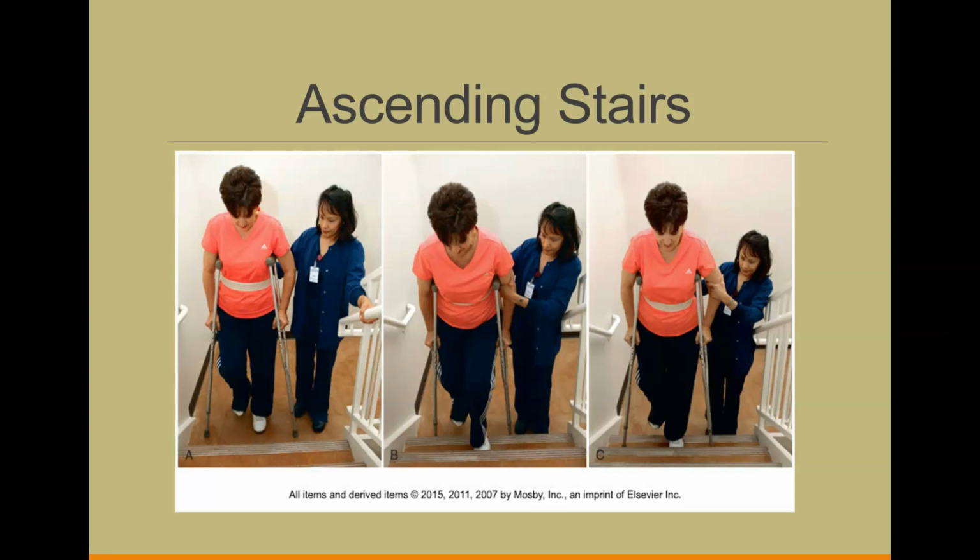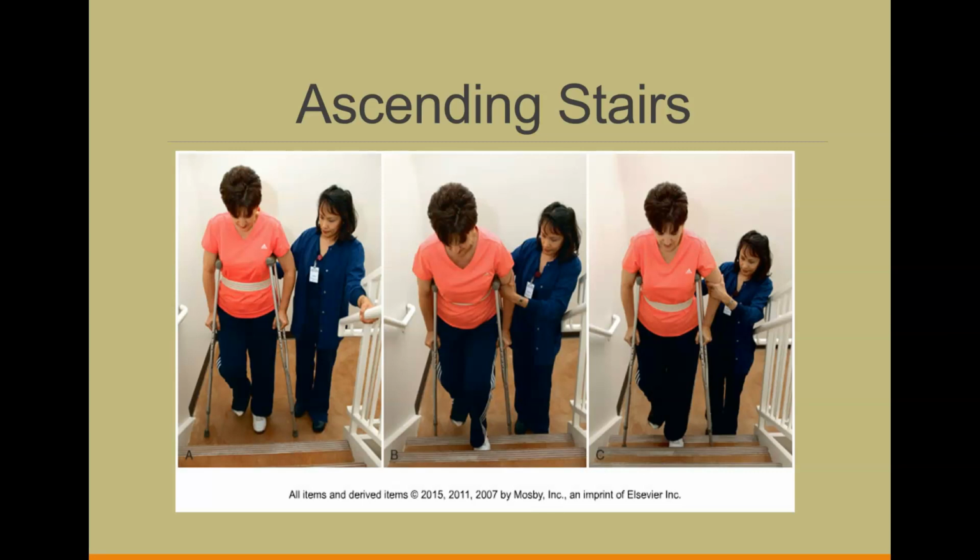The 2-point gait is at least partial weight bearing on each foot. The patient moves a crutch at the same time as the opposite leg. So the crutch movements are similar to the arm movement during normal walking. So just know the difference between the 4-point, 3-point, and 2-point gaits when you're doing it.